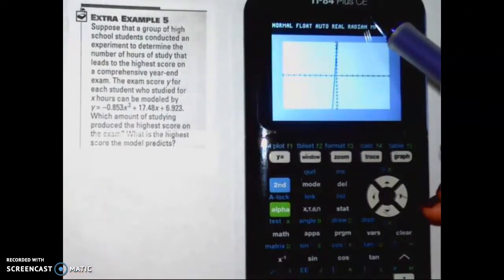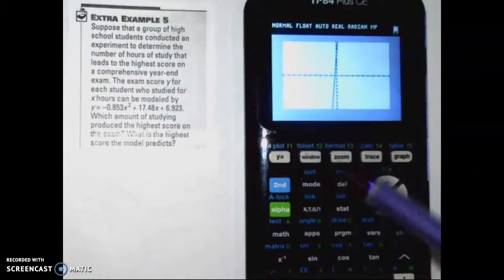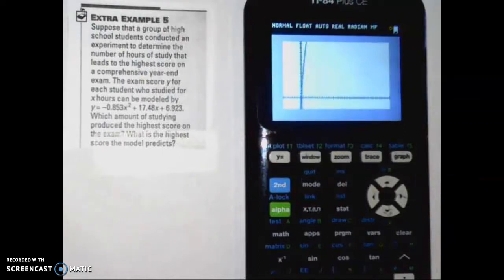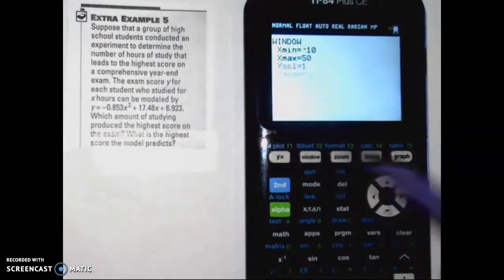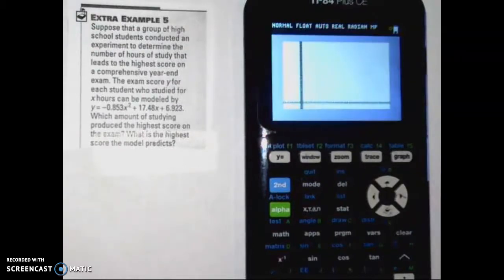We need to change our window. Our y value has to be increased, and the x value also has to be increased because it goes up and we know that it comes down somewhere. So let's go to the window and change our y max to 50 and our x max to 50 and see what happens. Our x is good, the y isn't. So go back to the window and change our y max to 100. Oh, it worked. Gorgeous.